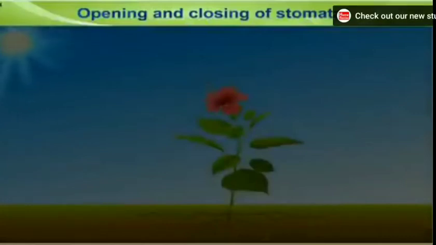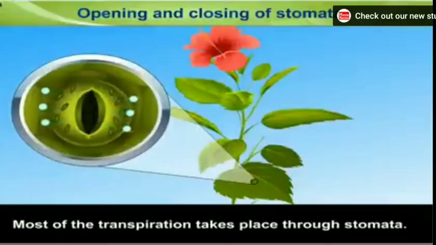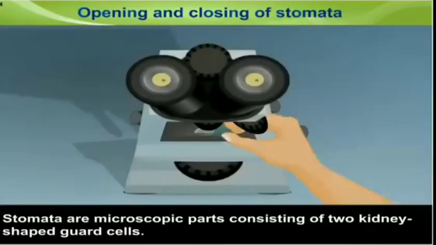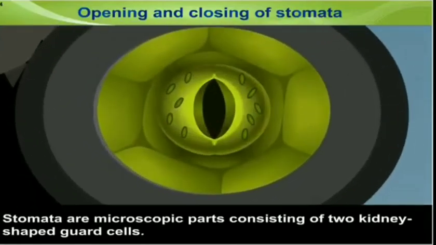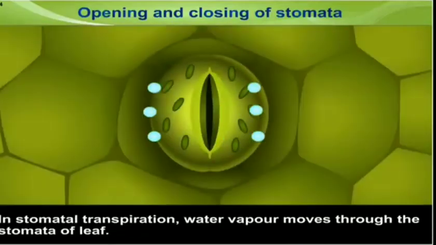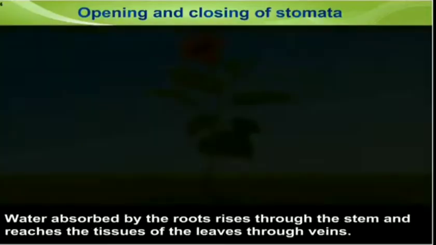Today I am going to explain about opening and closing of stomata. Most of the transpiration takes place through stomata. Stomata are microscopic parts consisting of two kidney-shaped guard cells. And in stomatal transpiration, water vapor moves through the stomata of the leaf.